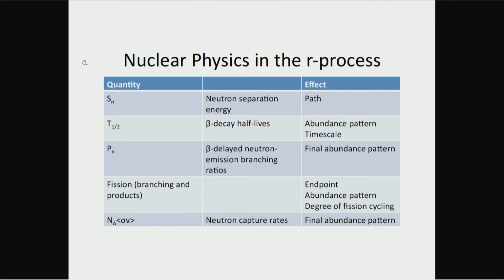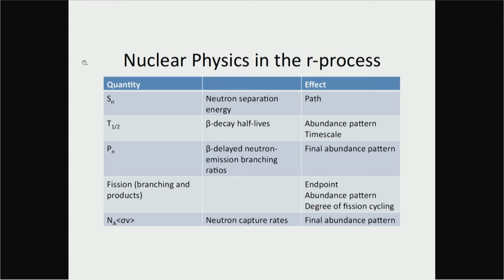Fission winds up becoming very important because it's an endpoint. We eventually hit a point where we can no longer continue capturing neutrons, or you get something like uranium, which has neutron-induced fission, which then just adds more nuclei back into the system to continue going up on the scale. And then finally, we have our neutron capture rates, which you might remember I said depend on the neutron energy, so we also need the energy spectrum of the neutrons being emitted. This also affects our final abundance pattern.